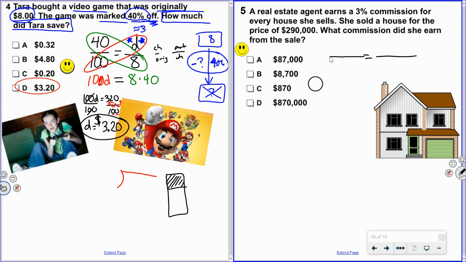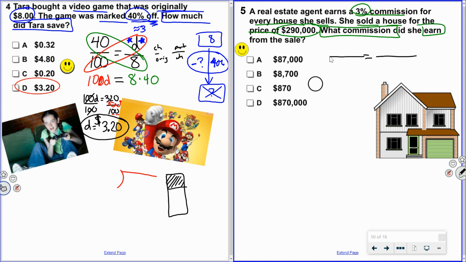I'm just going to set this one up, and I think you'll trust me to solve. 3% commission. Let me use a different color so it sticks out a little better. 3% commission for every house she sells. Sold a house, $290,000 is the price. What commission did she earn?